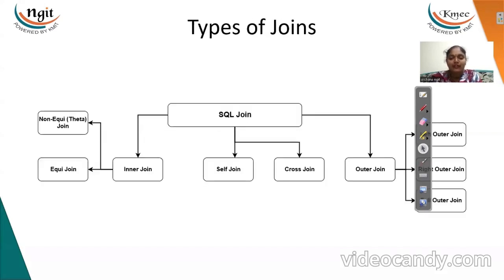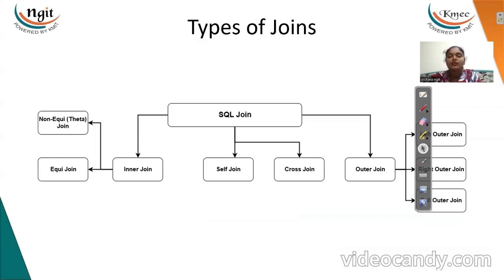To do this joining, we have various types of joins. The first one is inner join, which has further subclassification, that is equi join and non-equi join. The second type is self join, and the next variation is the cross join. And then we have outer join, and the types of outer joins are left outer join, right outer join, and then full outer join. So let us start with the first one, that is natural join.